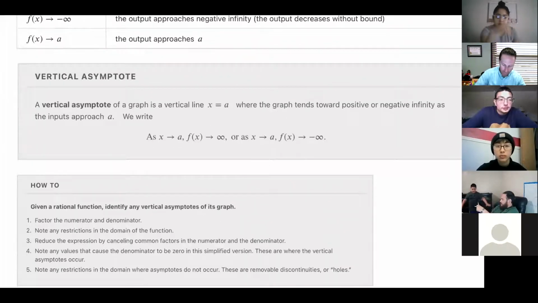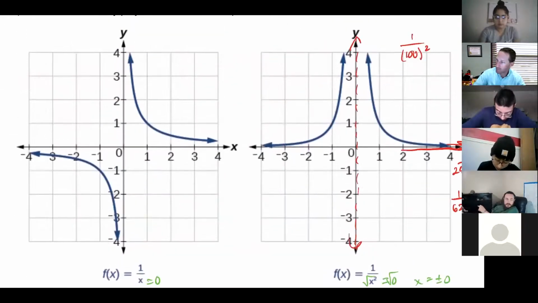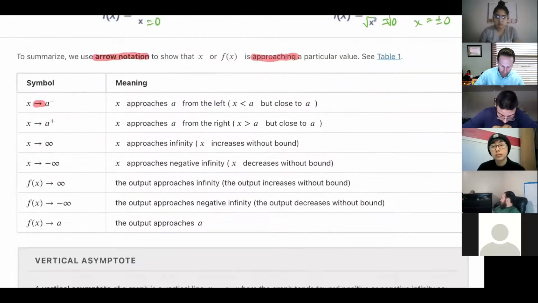We talked about vertical asymptote. Well, guess what? When will we have a vertical asymptote? When our y is approaching positive or negative infinity, just like we saw in these graphs. Positive infinity on both the left and the right. Negative or positive infinity. Still going to have that asymptote. Okay?